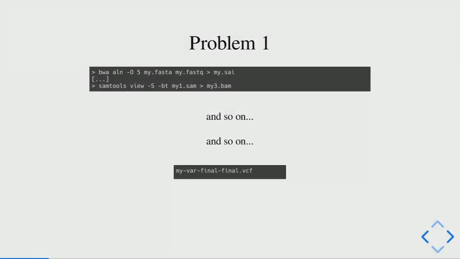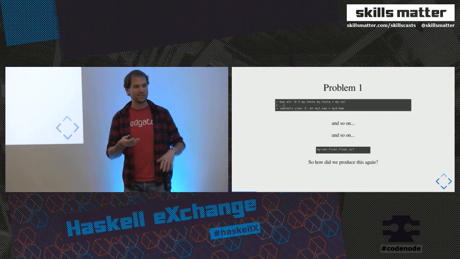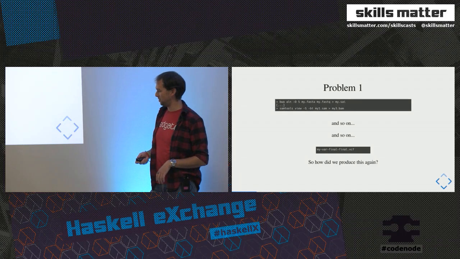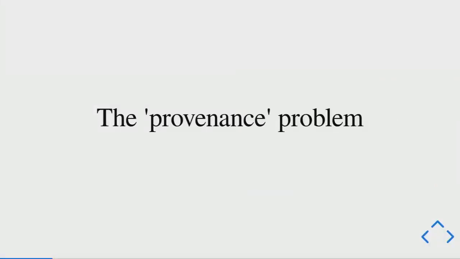And then a few hours later, finally, you're like, yes, this is exactly the file that I wanted. These are the results that I wanted to get. And then you'd wonder, so how did I get that again? And you'd spend another few hours traipsing through your bash history and working out which commands actually produced the output that you wanted. So I'm going to call this the provenance problem. I have produced some results. Where did they come from?